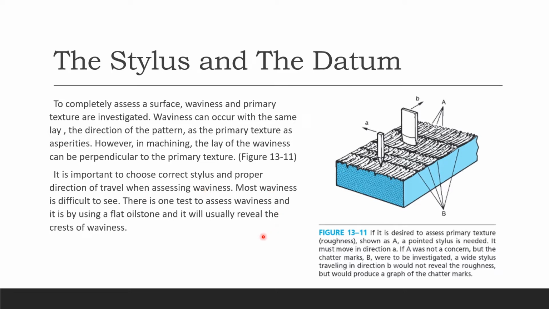Most waviness is difficult to see, so there's one test to assess waviness, and it is by using a flat boiled stone, and it will usually reveal the causes of waviness.